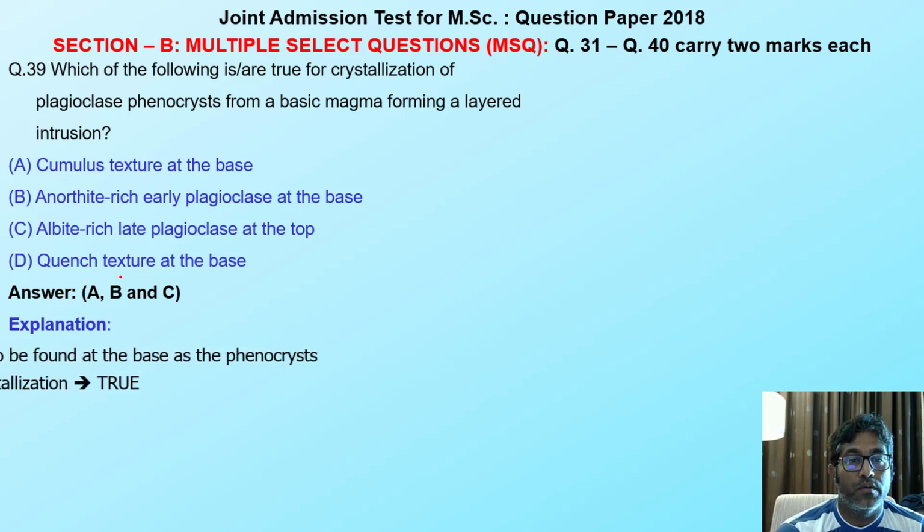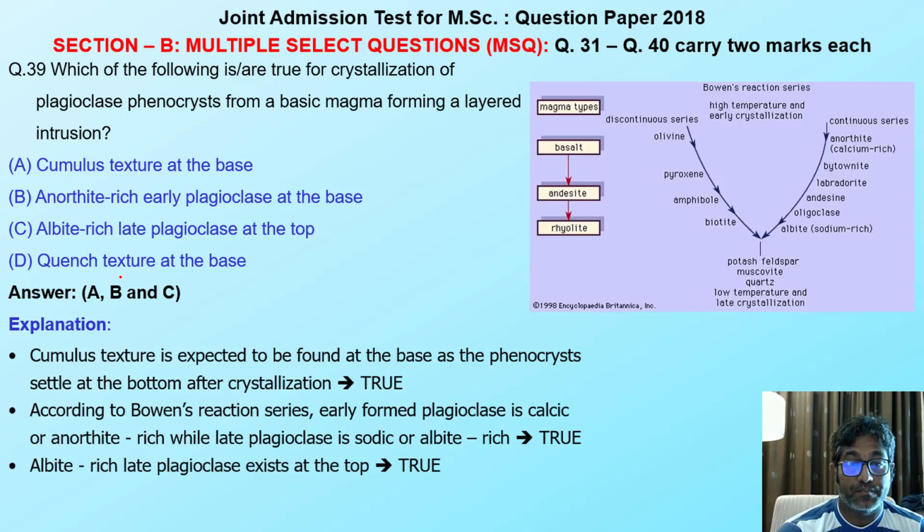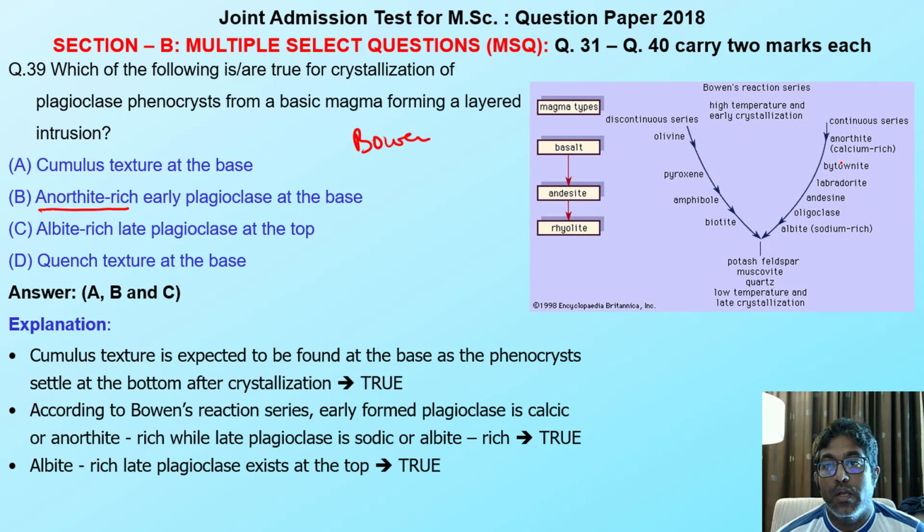forming a layered intrusion? Okay, see the definition again. Let's go first one by one. Let's go with the Bowen reaction series. You know the Bowen reaction series. You have calcium rich and then sodium rich plagioclase. Anorthite-rich early plagioclase at the base. No, see, anorthite early plagioclase at the base. The early plagioclase minerals are anorthite. You can see here. So B is your option, and late plagioclase at the top is albite rich.